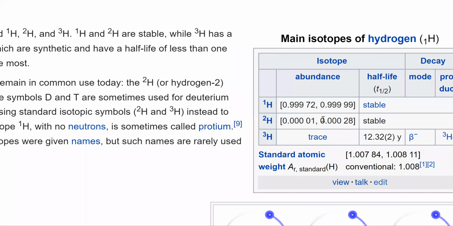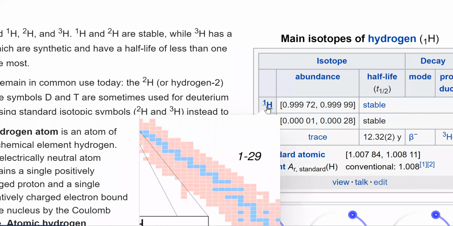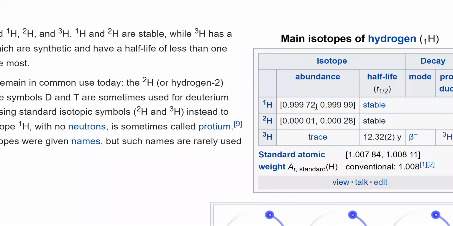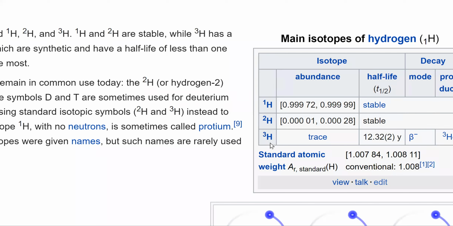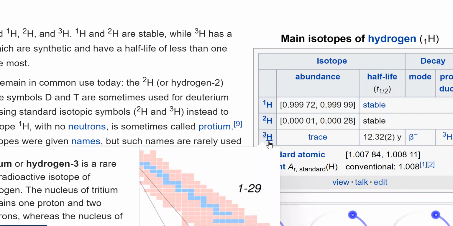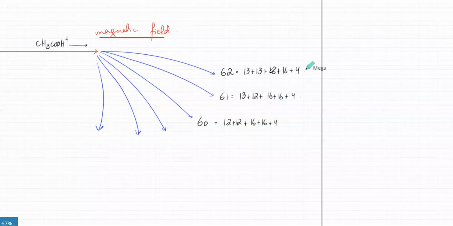I mean, you can check the abundance. Hydrogen 1 is stable. It's almost hydrogen with a mass of 1. This one is almost 99.972%. So that's almost 100%. Most of the hydrogen that you'll ever meet is going to be hydrogen 1. Hydrogen 2 is very rare. Hydrogen 3, this is tritium. That's extremely rare. I mean, trace means that it's going to be very hard to actually find it on planet Earth. So coming back to the point, we don't discuss other isotopes because they are very rare.